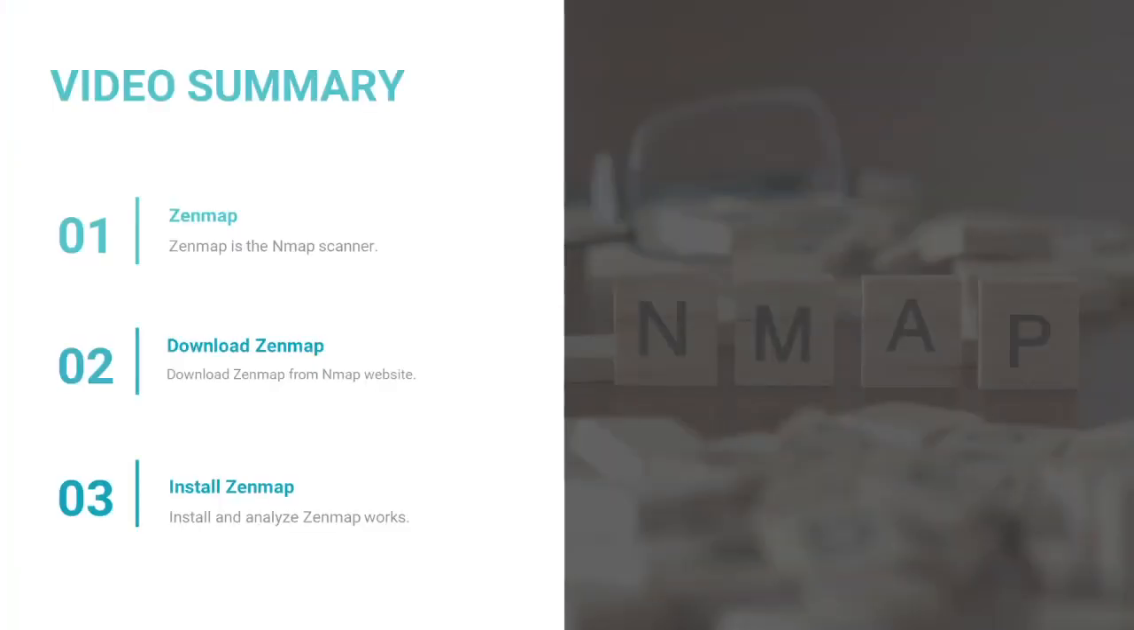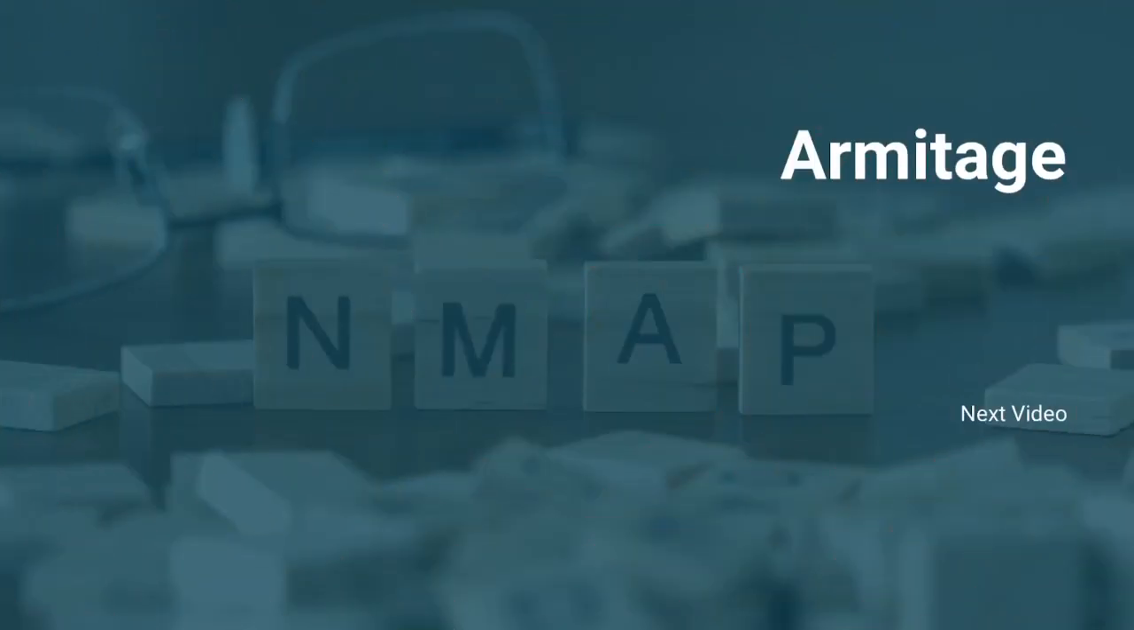So, video summary. First, we talked about ZenMap: what is it, what does it do, and is it better than Nmap? We said that ZenMap is the Nmap scanner in a GUI way. We downloaded it, installed it, and ran a simple command on it. The next video will be Armitage, the second video from section 7. Good luck.